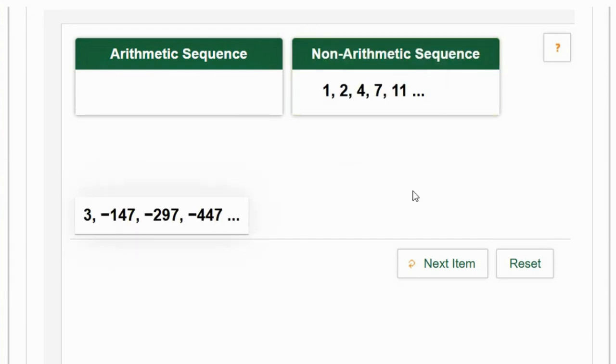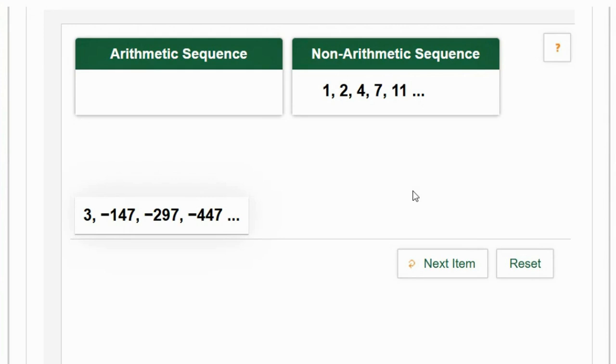So this is where we're trying to make sure we all understand this. An arithmetic sequence has to add the same number every single time. Now it could be a negative number, because we saw one that was negative 3, negative 5, negative 7, negative 9, negative 11, adding negative 2. So is this an arithmetic sequence? 3, negative 147, negative 297, negative 447. Yes or no? Is this arithmetic?